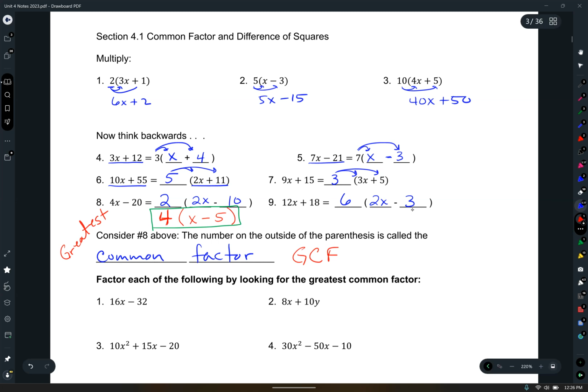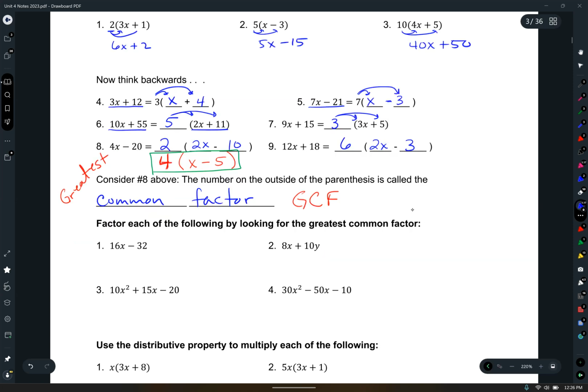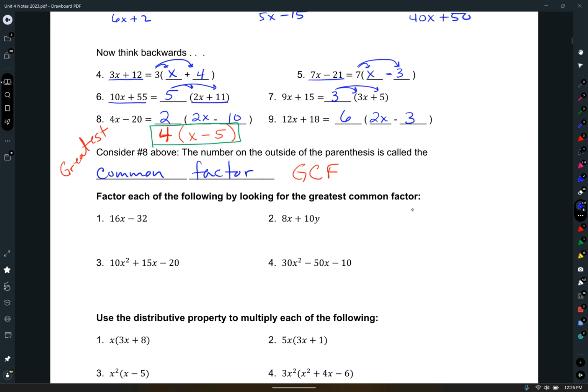So, if I look at this next section, if I want to factor, and remember we always want to take out the greatest common factor, then for number 1, instead of just taking out a 2 or a 4 or an 8, I could take out a 16, and that'd leave me with x minus 2. Or on number 2, I could take out a 2, that's all I can take out. I'd have 4x plus 5y.